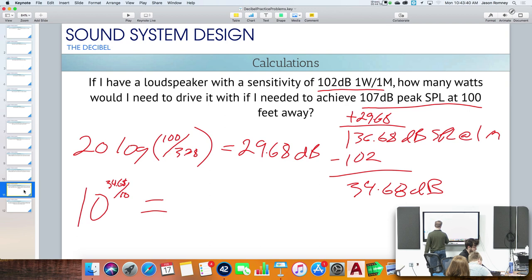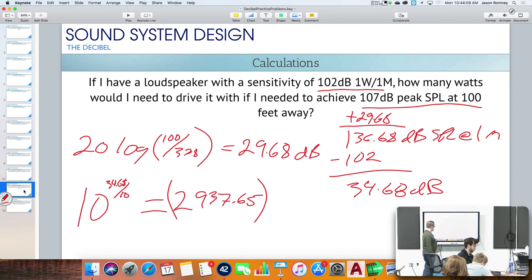2,937. Okay. So I would now multiply that by whatever I used to create the 102 dB, which was 1 watt. Times the 1 watt. So that's the answer: 2,937 watts. So I'm looking for a 3,000 watt amplifier.